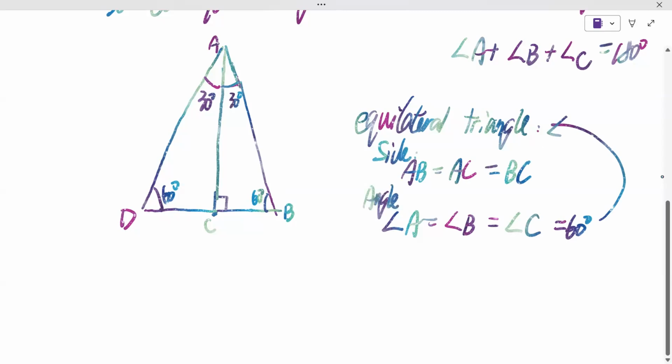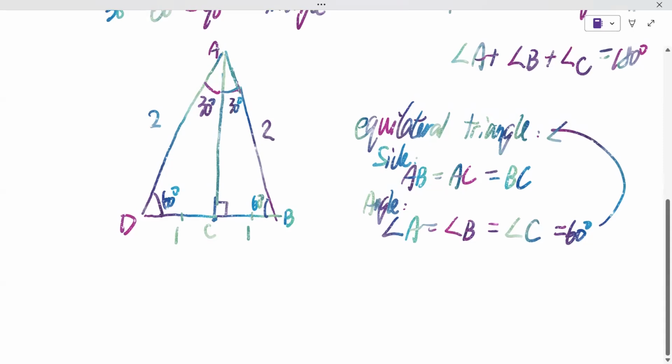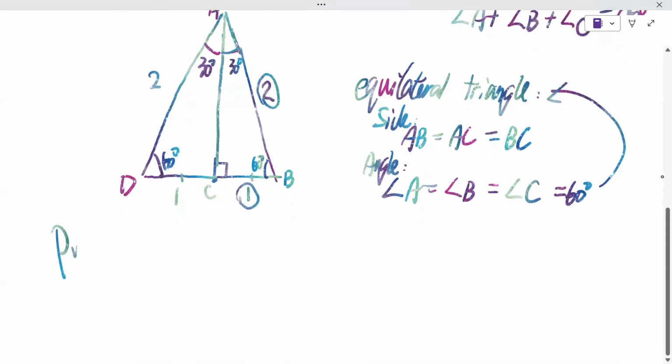Now here we get an interesting discovery. Let's assume this is 2 units, right? And this is 2 units. And this right here will split, because this is equal to this, right? So this is 1 unit, this is 1 unit. Okay, so that means based on the Pythagorean theorem, we can find out this side here, right? This is 2 units, this is 1 unit. That's based on the Pythagorean theorem.